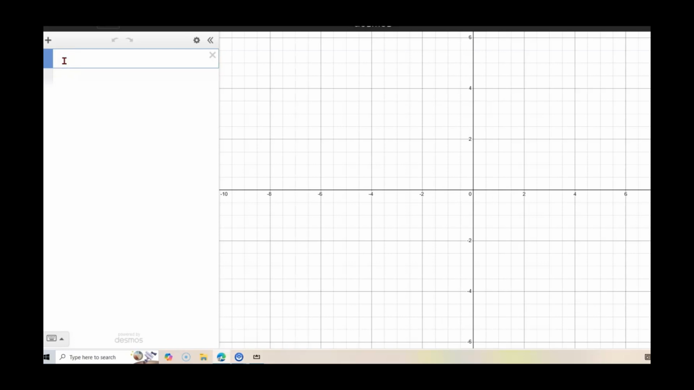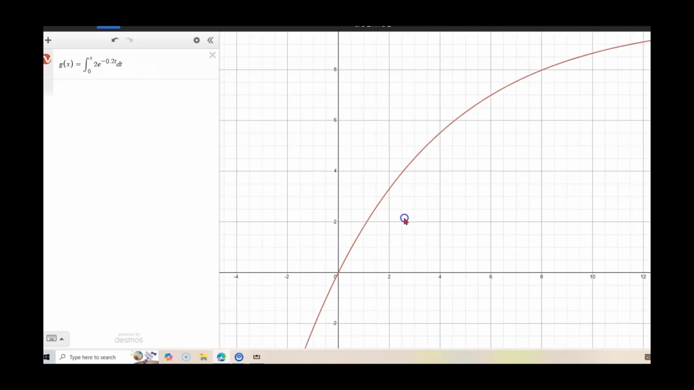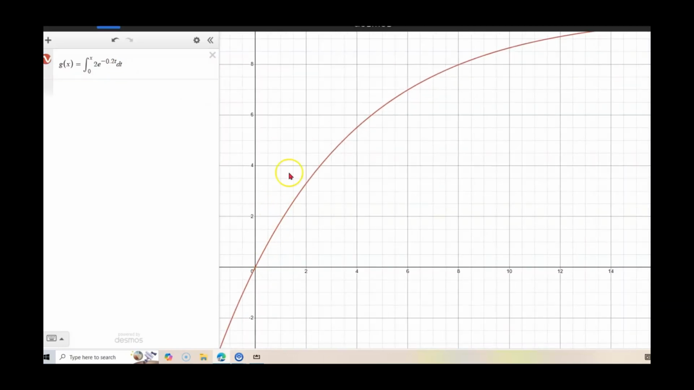Okay, so I'm going to hop over to Desmos and define this new function. G of x is the integral from 0 to x, not 1, to x of 2 times e to the negative 0.2t dt. So this is counting up that mass. Right about when the rod is 2.58 centimeters long, the mass of the object will be 4.03.